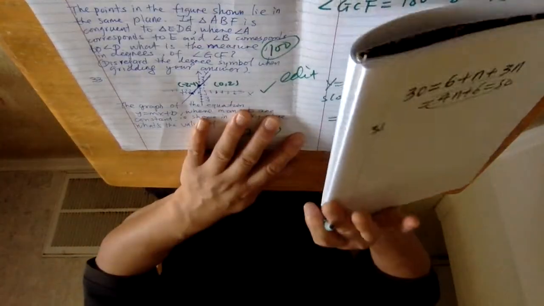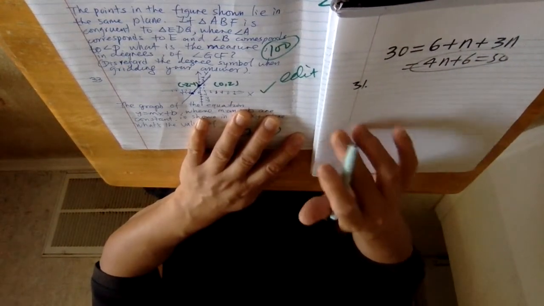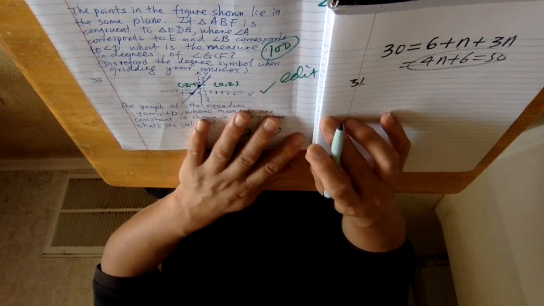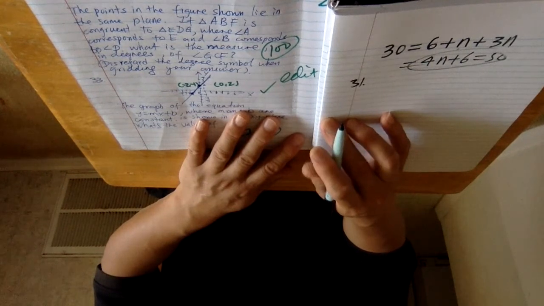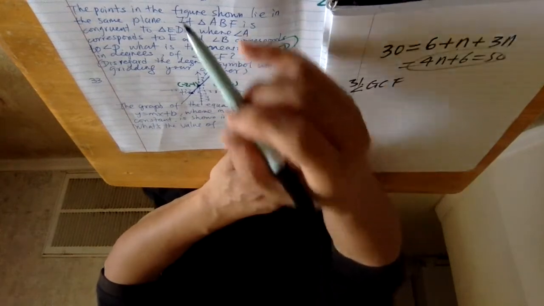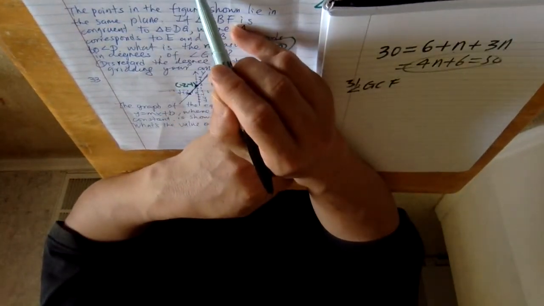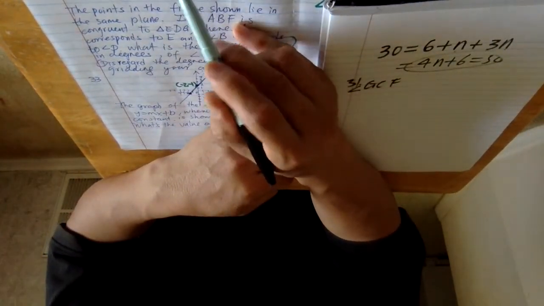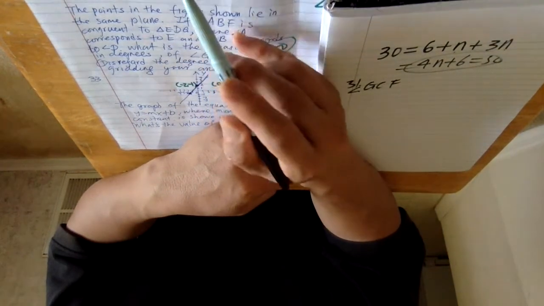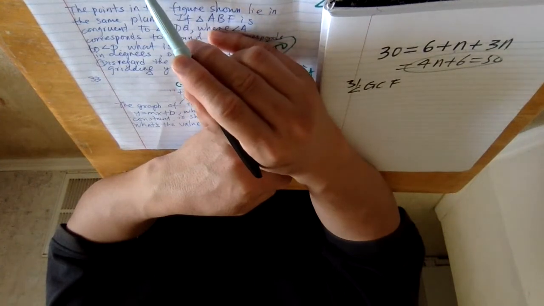Number 32. The points in the figure shown lie in the same plane. If triangle ABF is congruent to triangle EDG, where angle A corresponds to angle E and angle B corresponds to angle D, what's the measure in degrees of angle GCF? If A corresponds to E, so it's also 65 here. B corresponds to D, so it's 75 over here. So this is 40. So this also means 40.